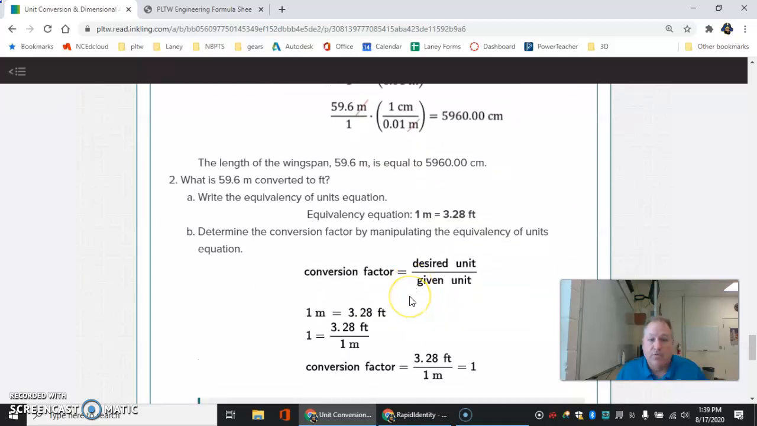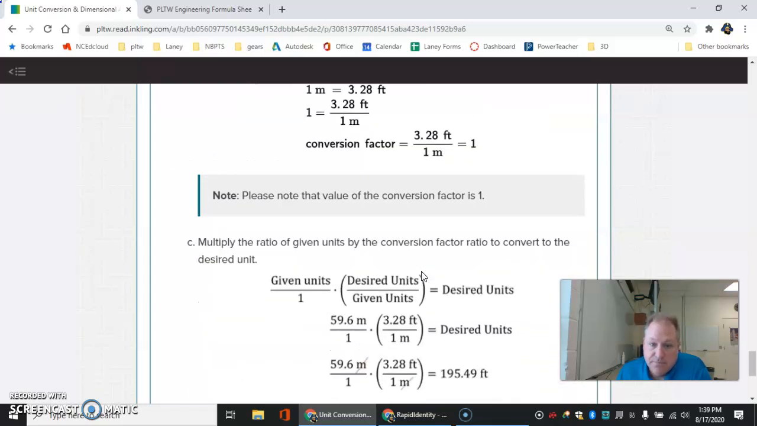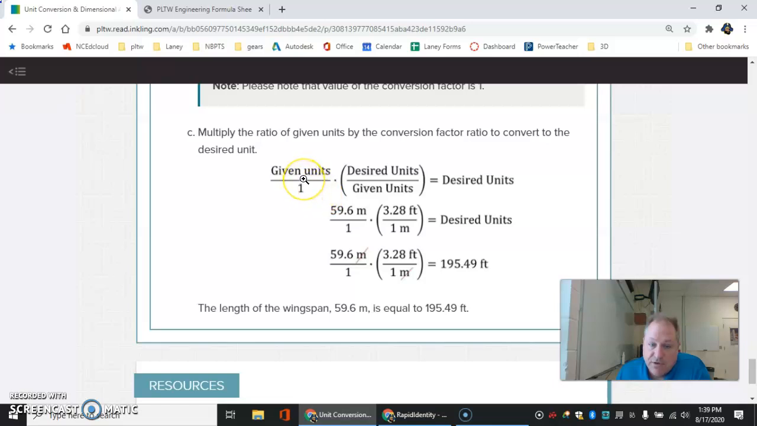So now I want to convert to feet. I have an equivalency of 1 meter equals 3.28 feet. No problem, I can still set this up. So I still have my given units times desired over given. Our desired units are feet. Our given units are meters. Meters and meters are canceling each other, if you can see the little red lines crossing them out. So that leaves me with 59.6 meters times 3.28 feet per 1 meter.